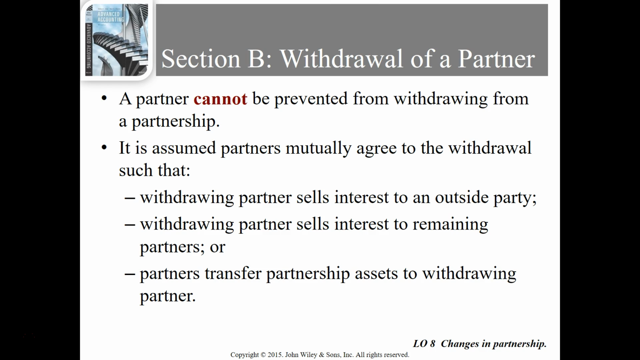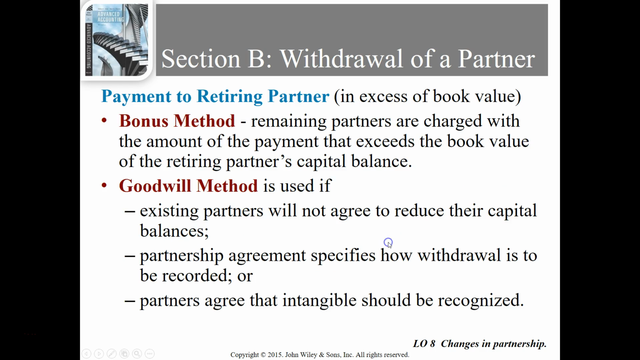Section B, the withdrawal of a partner. A partner cannot be prevented from withdrawing from a partnership. It does happen. It is assumed partners mutually agree to the withdrawal such that the withdrawing partner sells an interest to an outside party, the withdrawing partner sells interest to remaining partners, or transfer partnership assets to withdrawing partner. Same type of a deal. We can have a bonus method or the goodwill method.